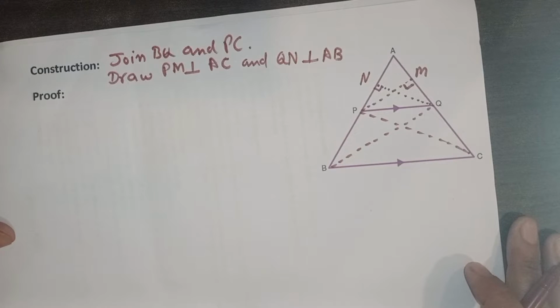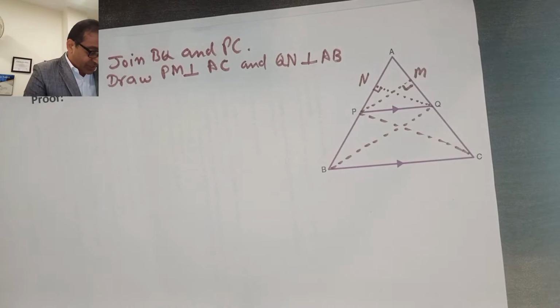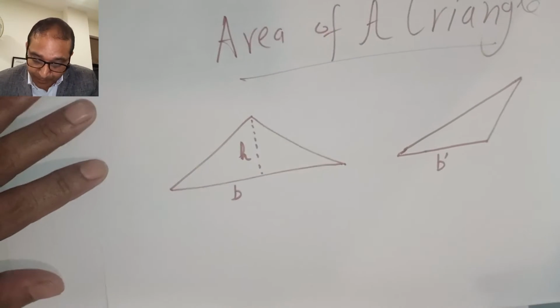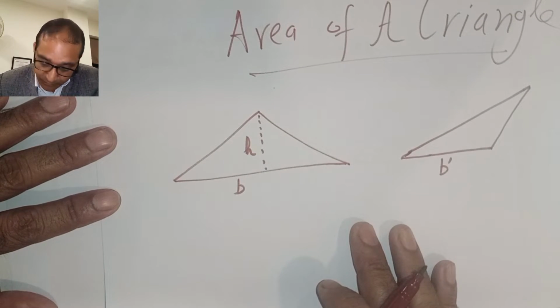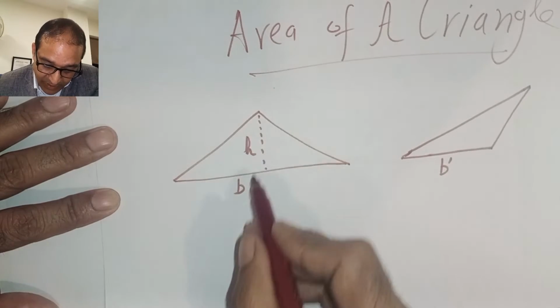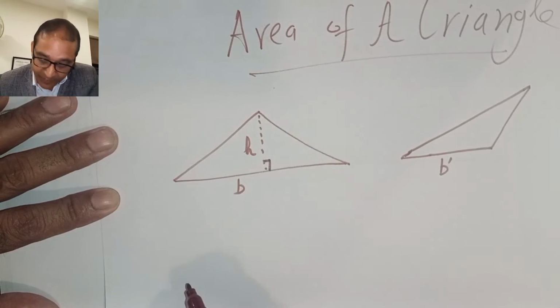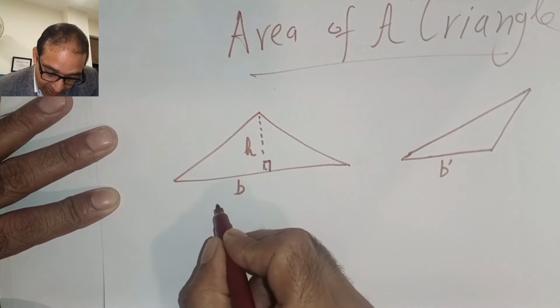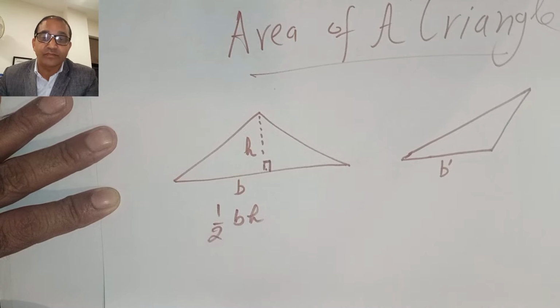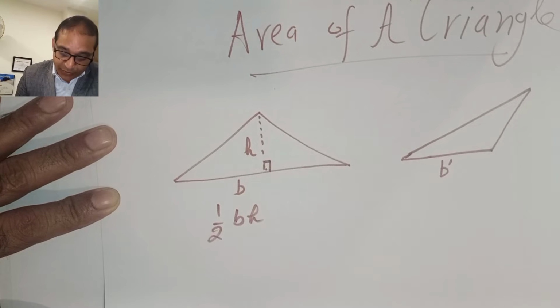But before we move to the proof, we have to understand the areas of a triangle. You know very well, in this triangle, if we take this side as base and this is the altitude, then the area of this triangle is clearly half into base into altitude.